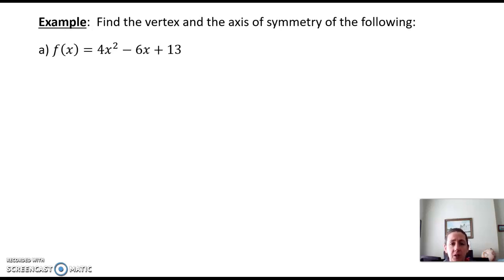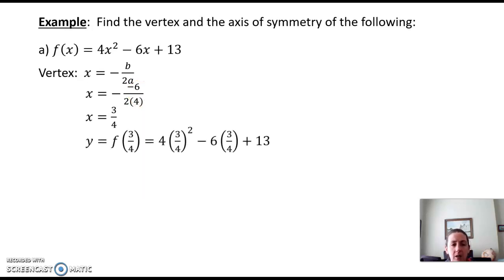So to find the vertex, use the formula that the x value will be negative b divided by 2a. Remember, a is the number in front of the square term, and b is the number in front of the singular term. So that's going to give me negative negative 6 divided by 2a. The double negative will become a positive, and this will reduce to 3 over 4. So that's the x value of the vertex.